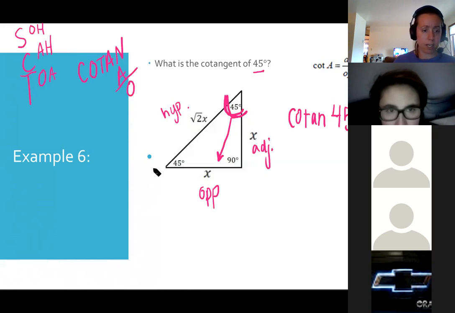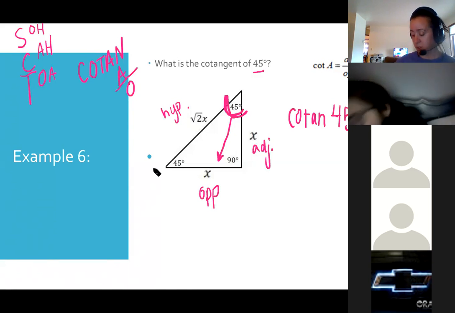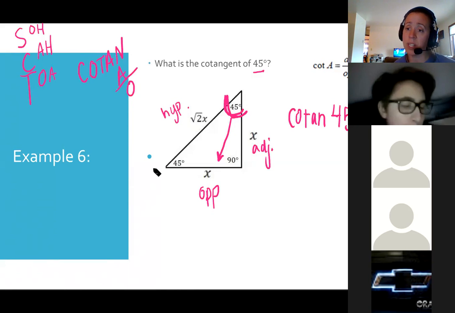All right, Liana, what do you think? The right X and the bottom X. You are correct, madam. So we would have just the X's over the X's.